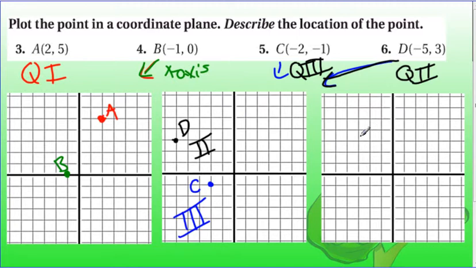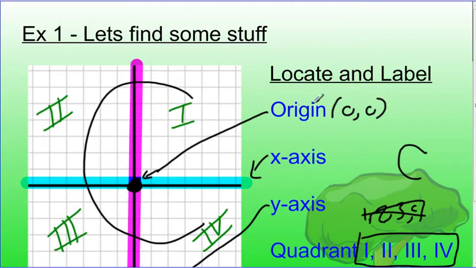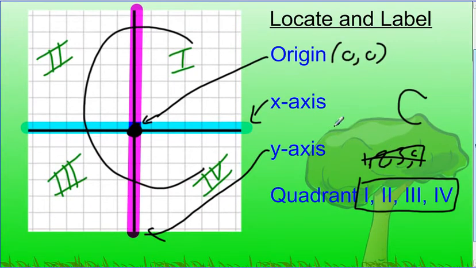Okay, so when you're describing a location, you're looking for basically the stuff we did in that first problem. You're looking for, is it the origin, is it the x-axis, the y-axis, which quadrant is it in? That's the kind of information that you're going to be putting down.